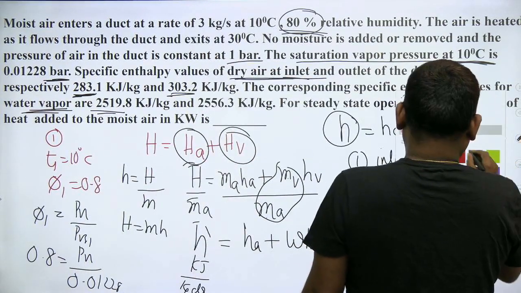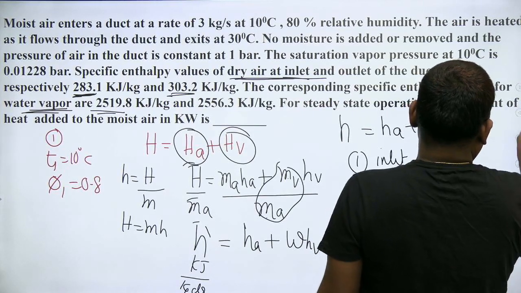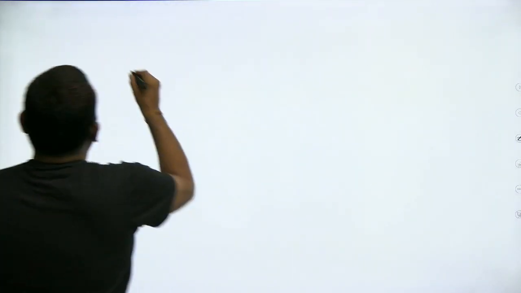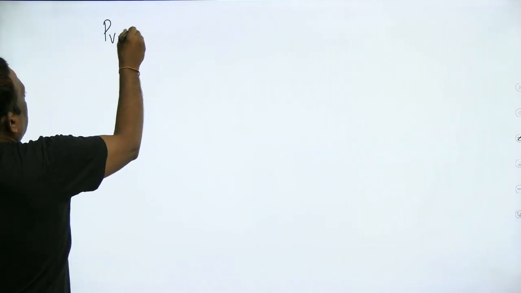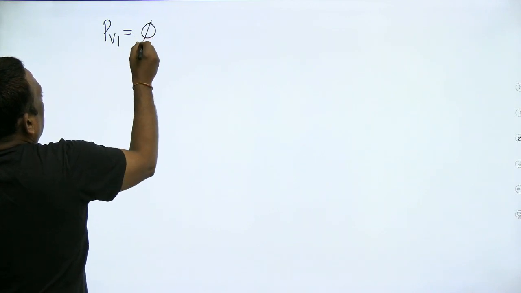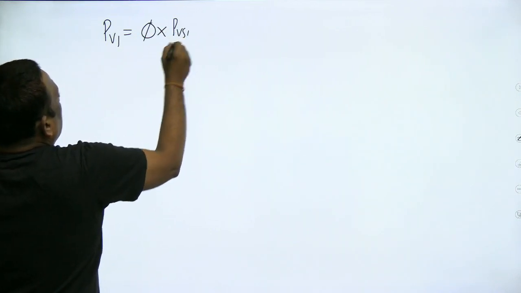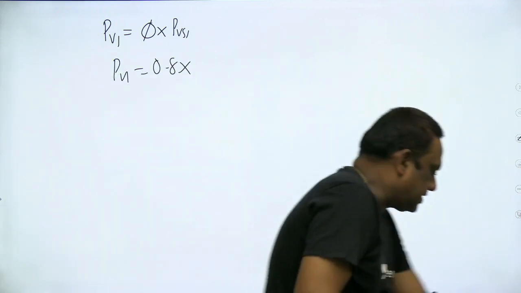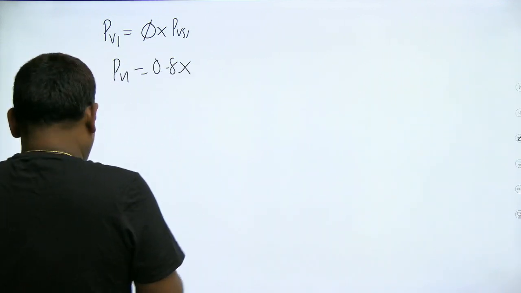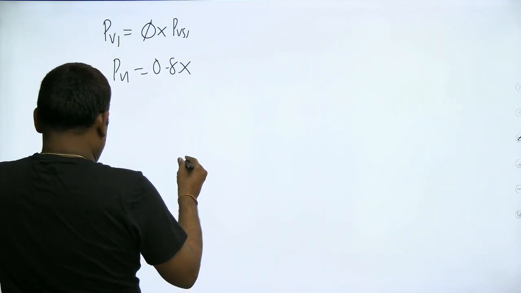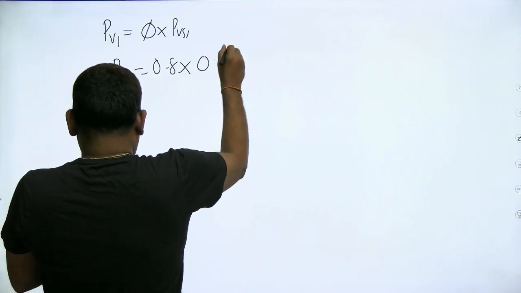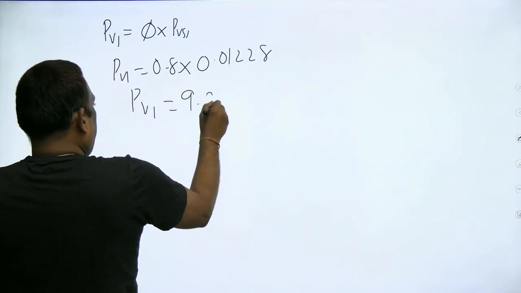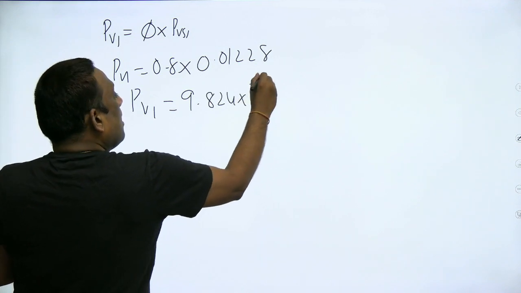Okay. Now I'll calculate PV1. देखो, PV1 is equal to phi 1 into PVS1, because phi 1 is PV1 by PVS1. So PV1, it is 0.8 and that is given as, how much is that given? एक second, point कितना दिया है? 0.01228. So you will get PV1 as 9.824 into 10 power minus 3.